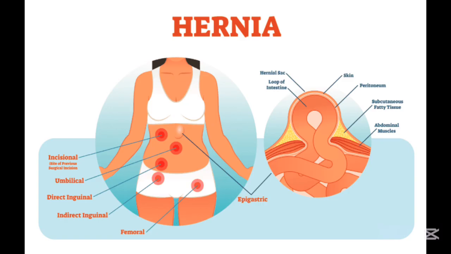So what is a hernia? A hernia occurs when an internal organ or tissue pushes through a weak spot in the surrounding muscle or connective tissue. And most hernias develop in the abdominal wall, but they can occur in various parts of the body.